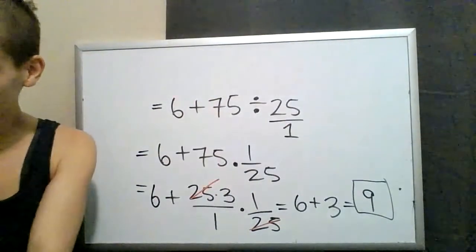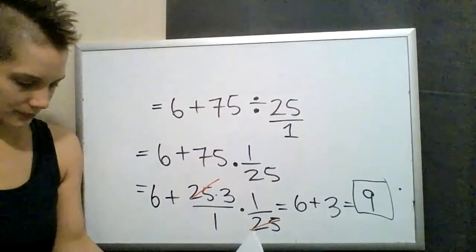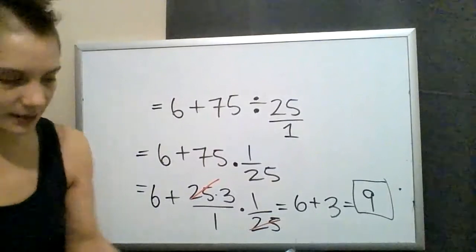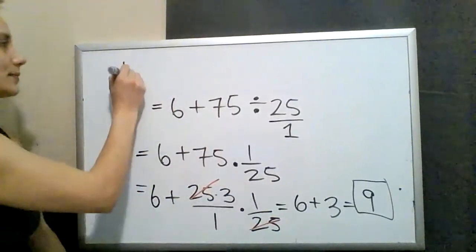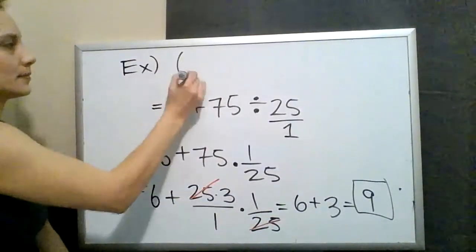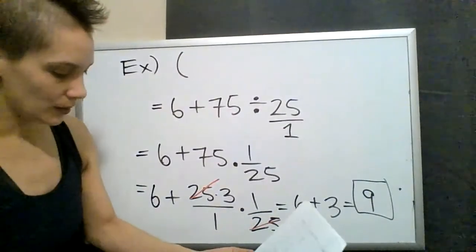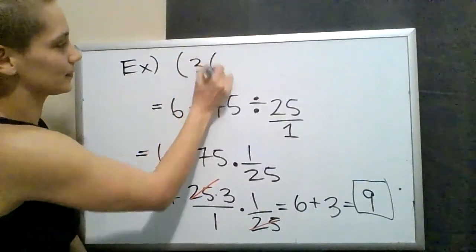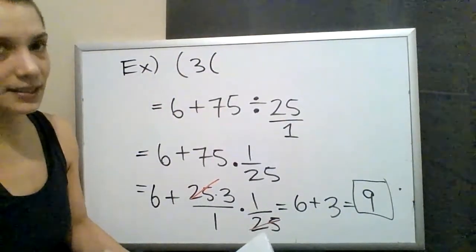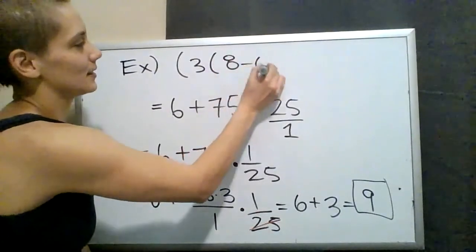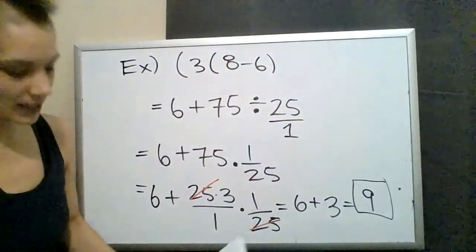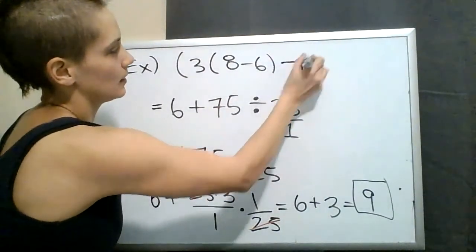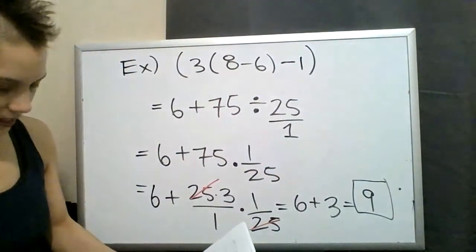This time, here, we want to have parentheses. 3, and another parenthesis. 8 minus 6. Close, and then subtract 1. Close, and add 10.